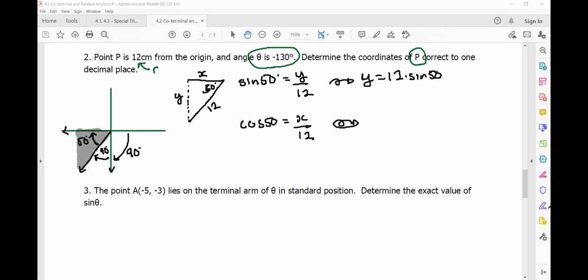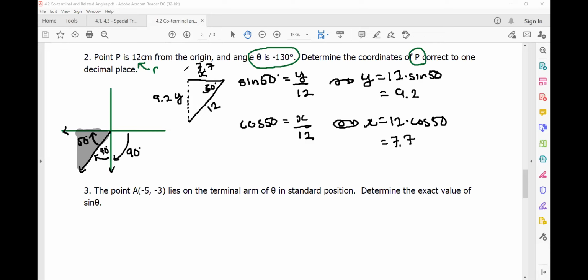Can someone do that in the calculator for me? Who's on my list? Alex, if you're with me, can you just punch that into the calculator? 12 sine 50. And for cosine, x is equal to 12 times cosine 50. Anna, if you can do that for me, that would be great. Alex, we got 9.2, excellent. And 7.7, excellent. So we have the y value is 9.2 and the x value is 7.7 on a triangle.